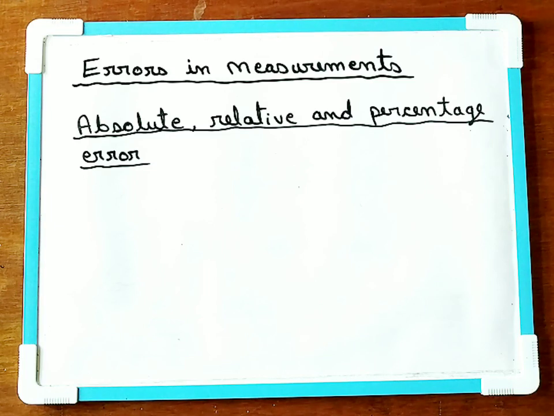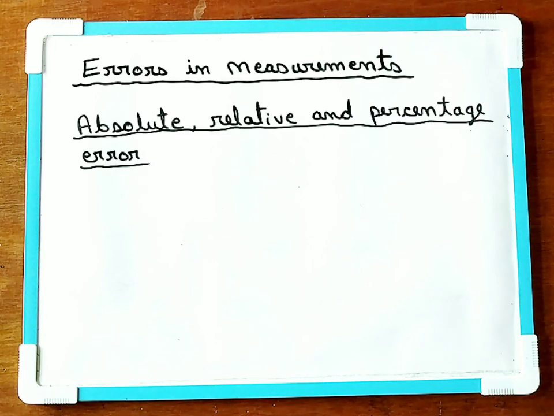To find out the errors in measurement, we'll have to know the exact value of the measurement that we are making. The exact value may be given to you, or you may have to find out the exact value of the measurement that you are making. And to calculate the exact value of the measurement, you'll have to make several measurements, not just one.